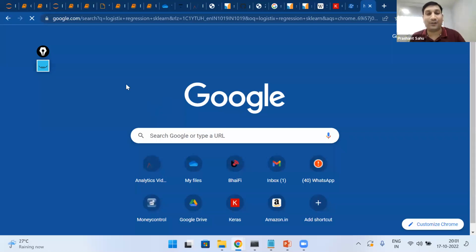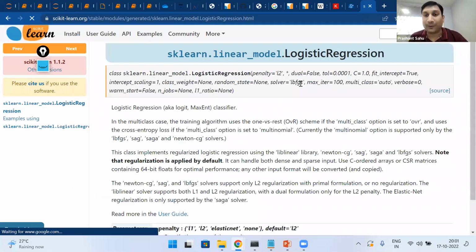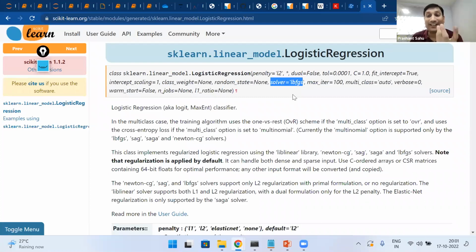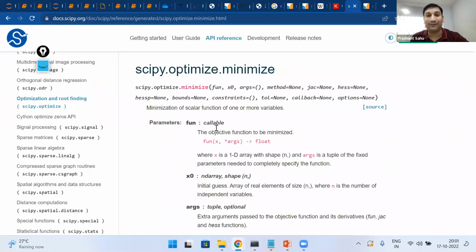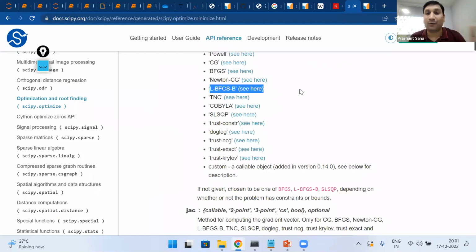So it does have the solver. I'll just show you. Can you see this solver option, LBFGS? Where is this LBFGS coming from? I'll show you. This LBFGS is coming from here: LBFGS, the limited-memory Broyden-Fletcher-Goldfarb-Shanno algorithm.